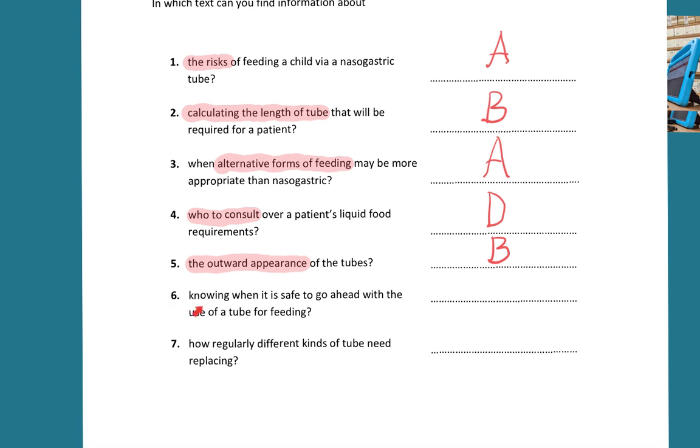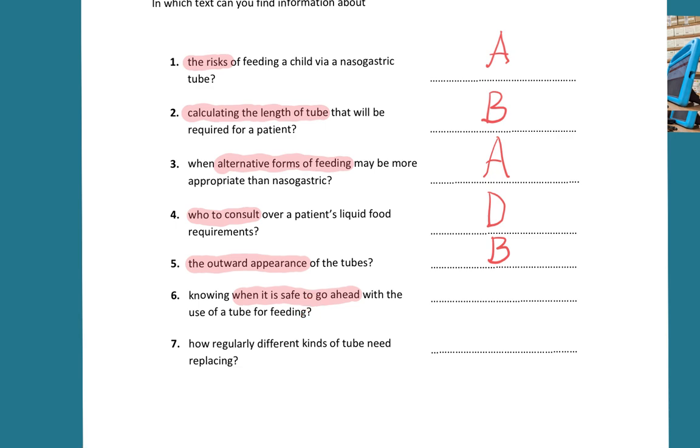Question number 6. Knowing when it is safe to go ahead with the use of a tube for feeding. So we are looking for where we can get information about knowing when it is safe. So it is more about safety measures. Since the question is about ensuring safety, we will not waste time. Therefore, we go to the text that contains safety measures or steps you need to follow after performing the procedure.